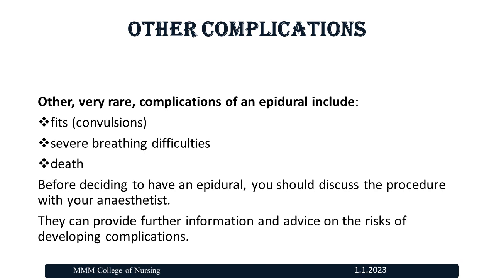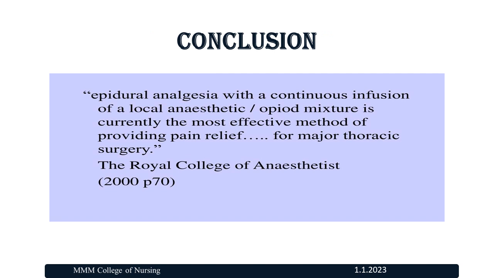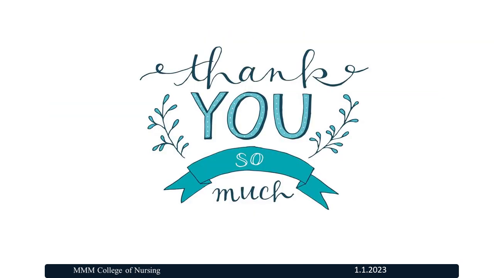Anyone deciding to have an epidural should discuss the procedure with the anesthetist. They can provide further information and advice on the risk of developing complications. Conclusions: epidural anesthesia with the continuous infusion of the local anesthetic opioid mixture is currently the most effective method of providing pain relief for major thoracic surgery, according to the 2000 Royal College of Anaesthetists.